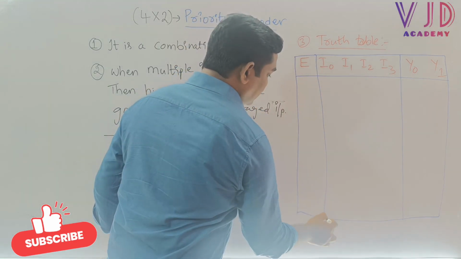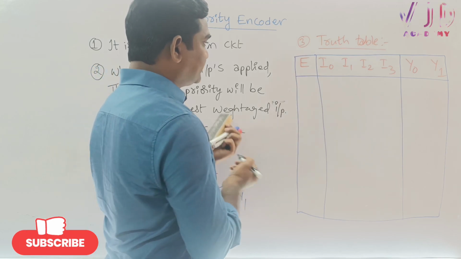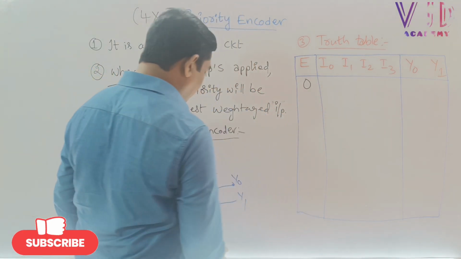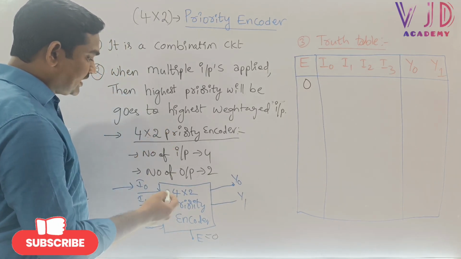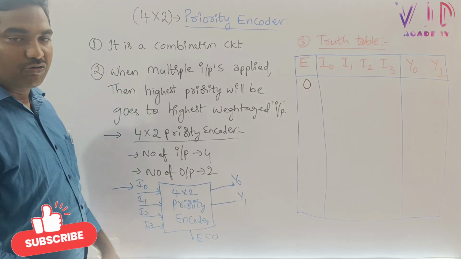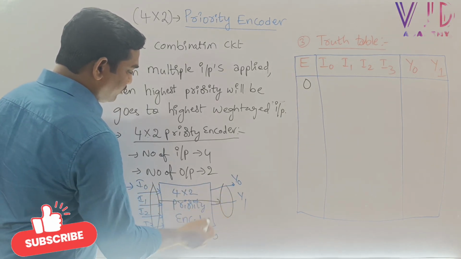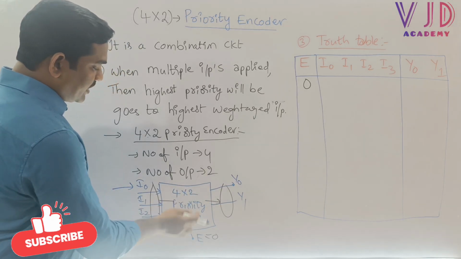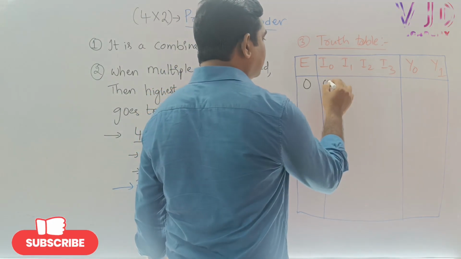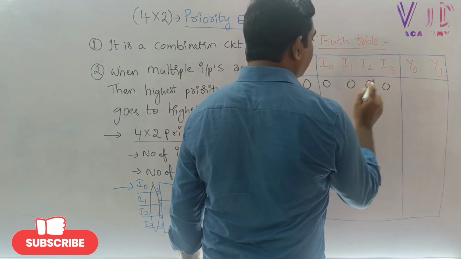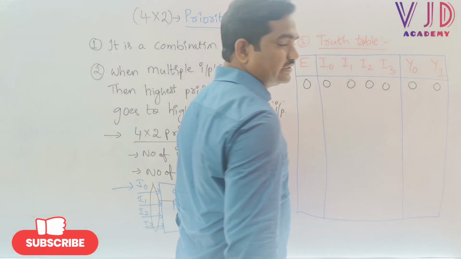Here, sir, as in a basic encoder, suppose you make the enable pin 0. Enable equal to 0, what does it mean? There is no established connection between inputs and outputs. When the encoder enable input is 0, all inputs I0, I1, I2, I3 will be 0. Because the inputs are 0, automatically the outputs are 0. That is the first thing.